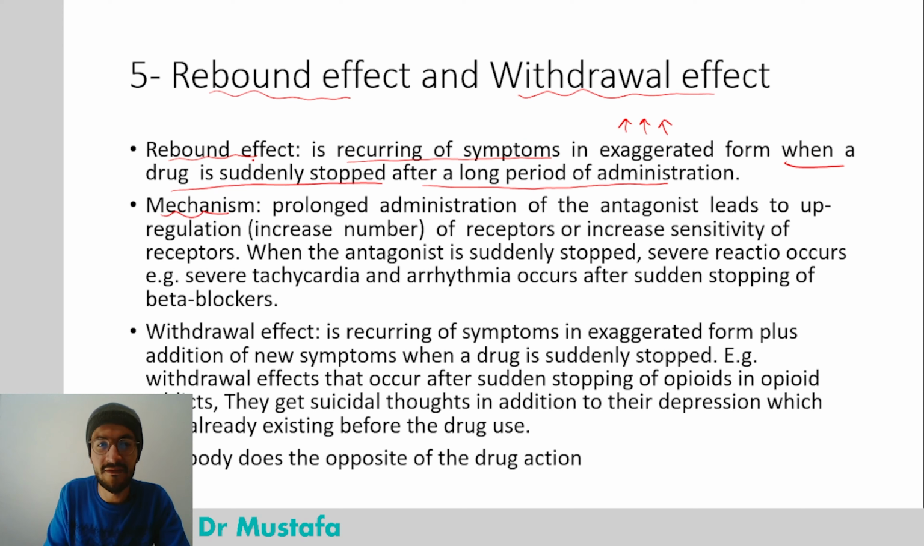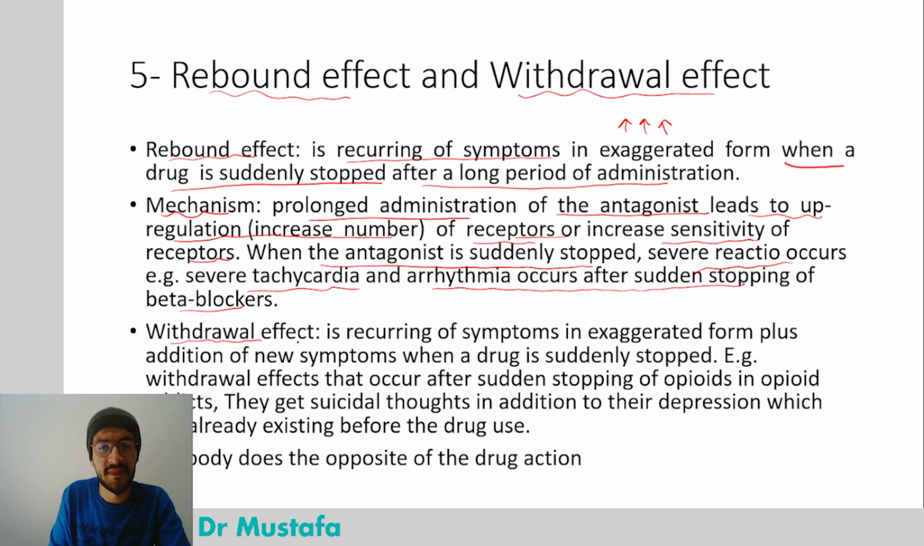The mechanism of the rebound effect is that prolonged administration of the antagonist leads to up-regulation, an increased number of receptors. So when we use an antagonist like a beta blocker, there is an increase in the beta receptors in the body, an increase in the number of the receptors, or an increase in the sensitivity of the receptors. So they would be more sensitive to the adrenergic hormones. So when the antagonist is suddenly stopped, a severe reaction occurs. Severe tachycardia and arrhythmia occur after sudden stoppage of beta blockers. So the mechanism of the rebound effect is either upregulation of receptors or increased sensitivity of receptors.